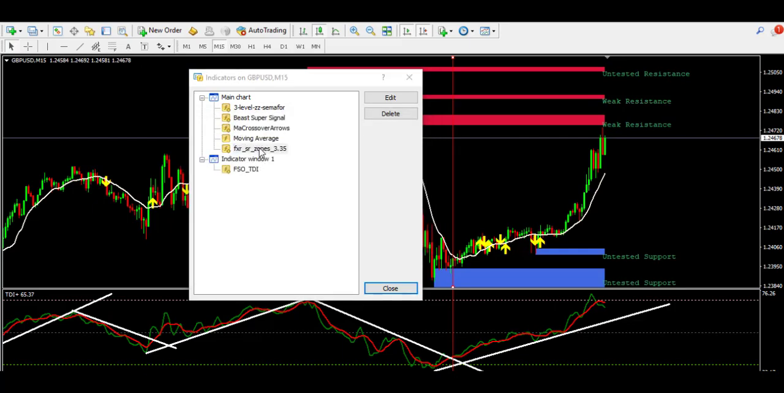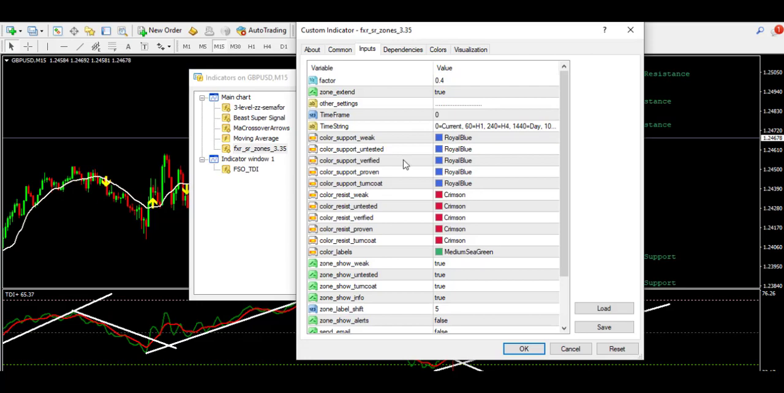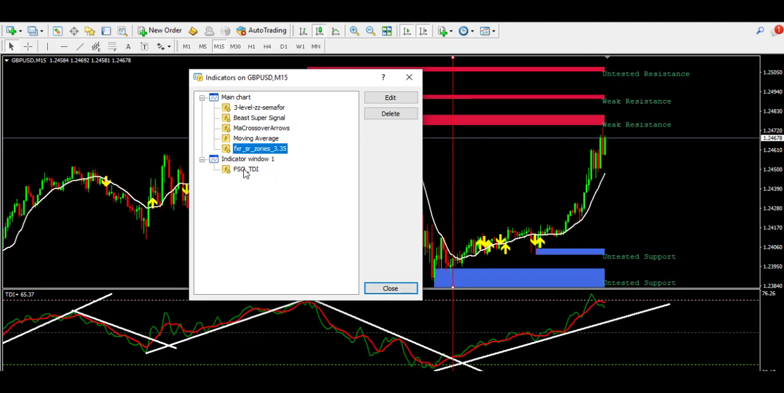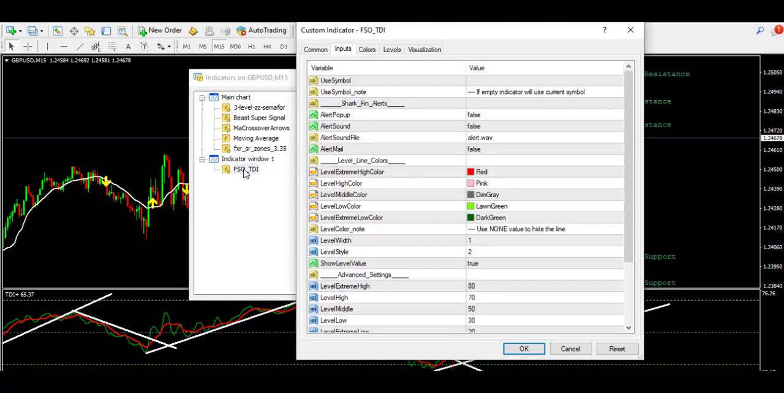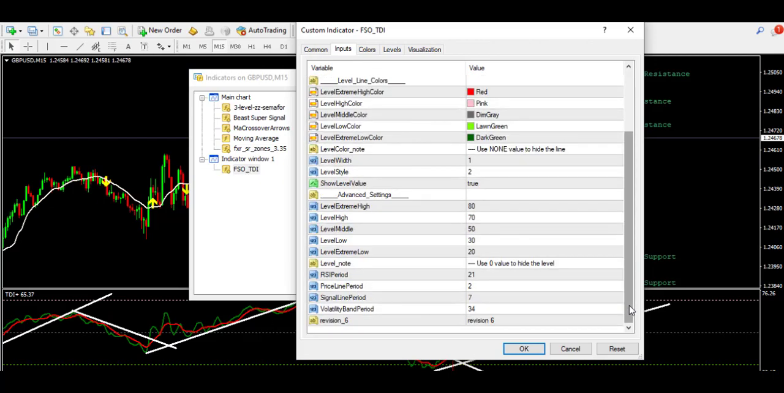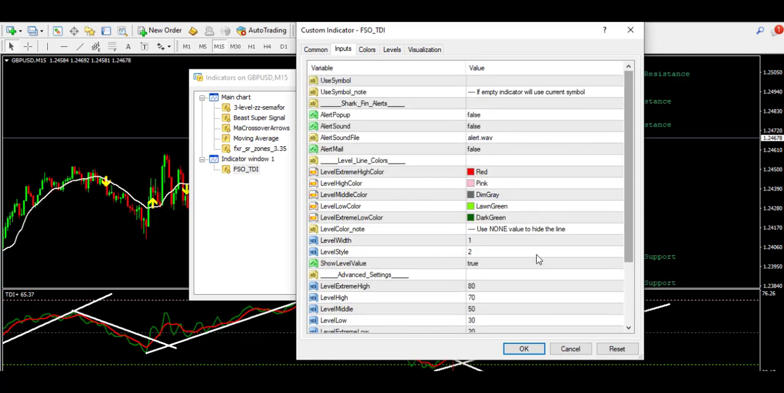Then we have the support and resistance zone. This is the indicator. Just use the default setting. Then the last indicator in the indicator window, where I drew my trend line, is the FSO TDI indicator. Generally it's just a TDI indicator, and these are the values. There's no need for you to set it up manually.